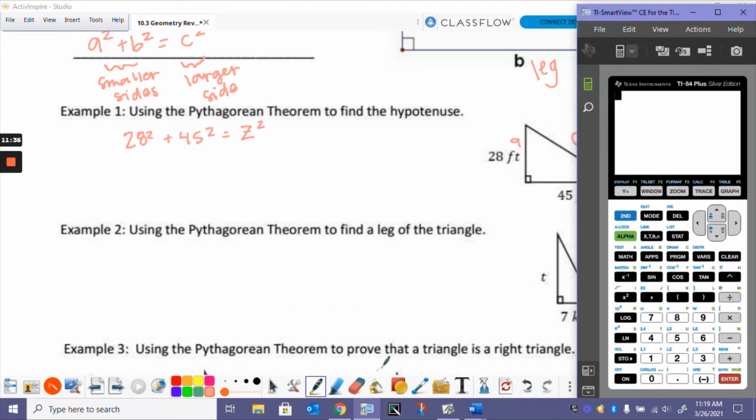Let me go ahead and pull up a calculator here. So we have 28 squared plus 45 squared.